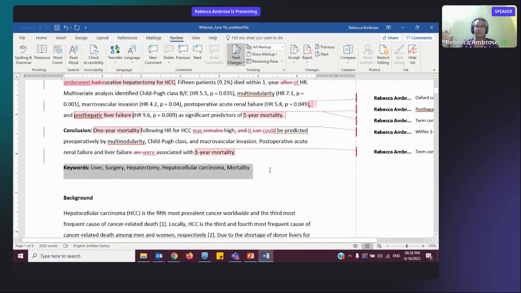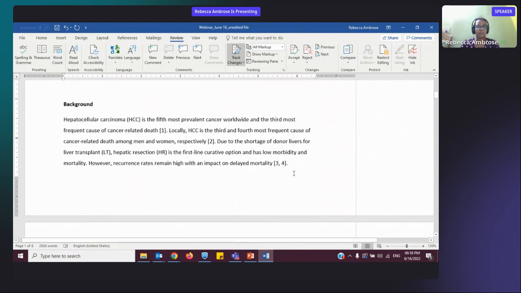I don't think we have to make any changes to the keywords because they all are following a certain style and they seem to be fine. We move on to the background information.